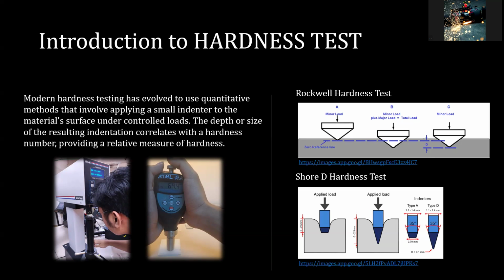The Rockwell hardness test, widely used for metals, calculates hardness by measuring the difference in indentation depth before and after applying a major load. In contrast, the Shore hardness test, which is designed for softer materials like plastics and rubbers, uses a durometer to measure the depth of indentation under a spring force. The Shore scale ranges from 0 to 100, where the highest number indicates greater hardness, and this test helps users select appropriate materials for specific applications, ensuring performance and durability.